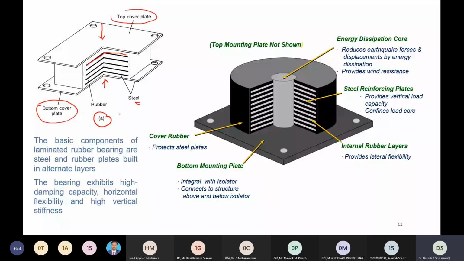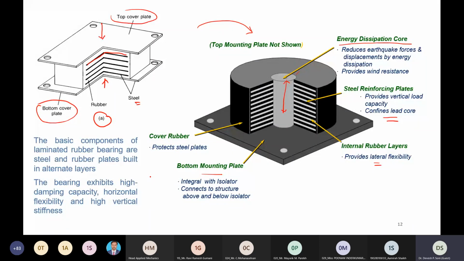Then on the right hand side, there is an improved version of the laminated rubber bearing. See, everything is the same, but at the center, a lead core is inserted. This is called the lead core. The function of the lead core is to dissipate energy coming due to the earthquake. Okay. So it has an additional energy dissipation component. Therefore, its performance is superior to the laminated rubber bearing. So here, the energy dissipation core, or lead core, reduces earthquake forces and displacement by energy dissipation, and it also provides resistance to wind. Then steel plates provide vertical load carrying capacity, and they confine the lead core as well. And at last, the internal rubber layers provide the lateral flexibility. And this system is sandwiched between the bottom mounting plate and the top mounting plate.